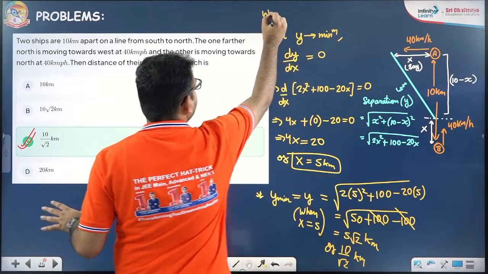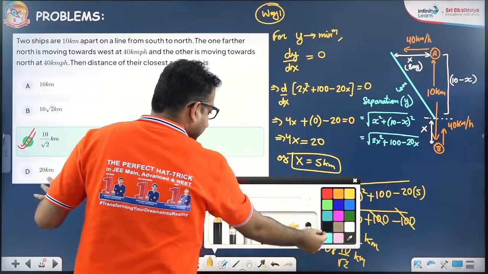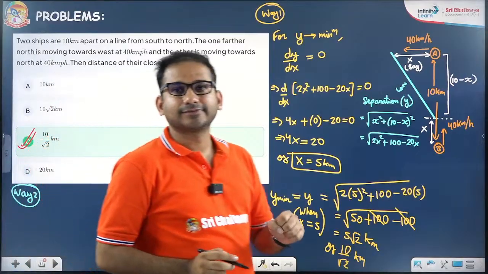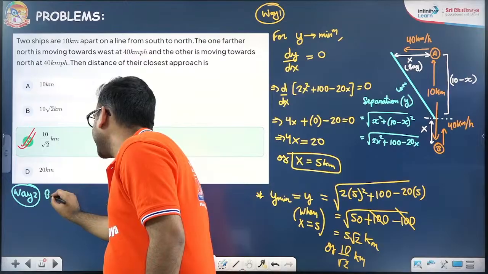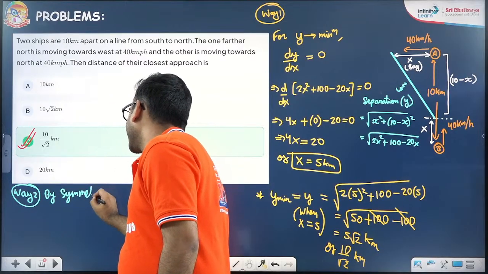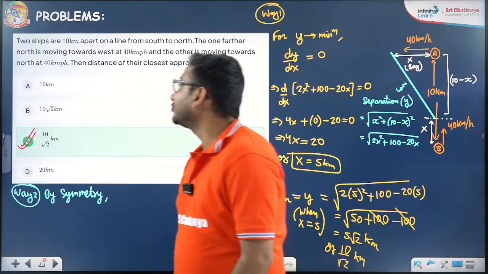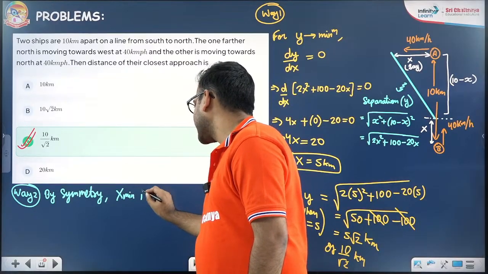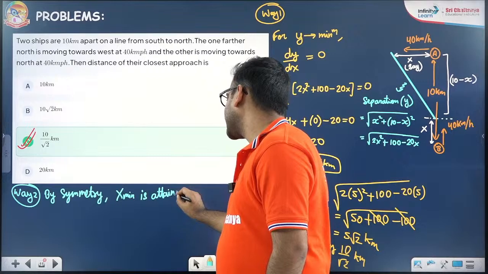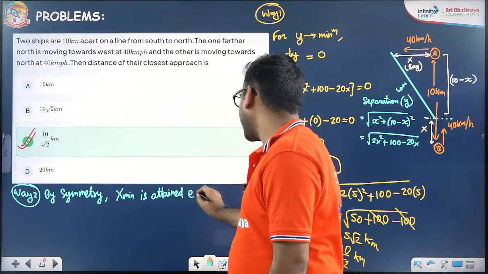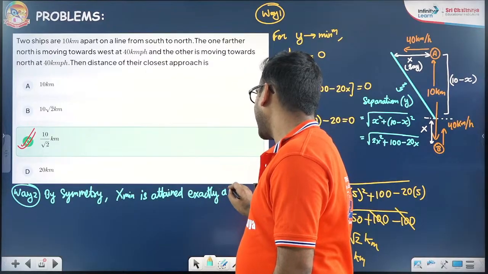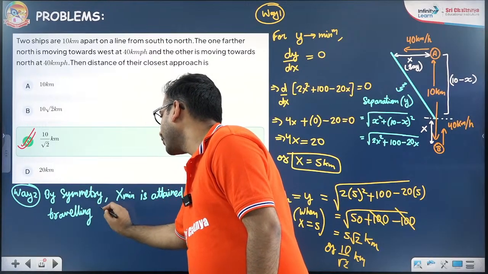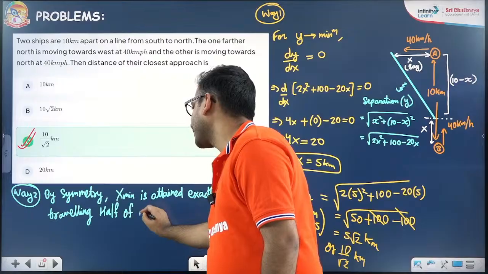So this is way 1, the lengthiest. Way 2, the shortest, the easiest, by symmetry. By symmetry, I hope you realize that at half, 50% of the journey, x minimum is attained. X minimum is attained exactly after traveling half of the distance, exactly after traveling half of the initial separation.